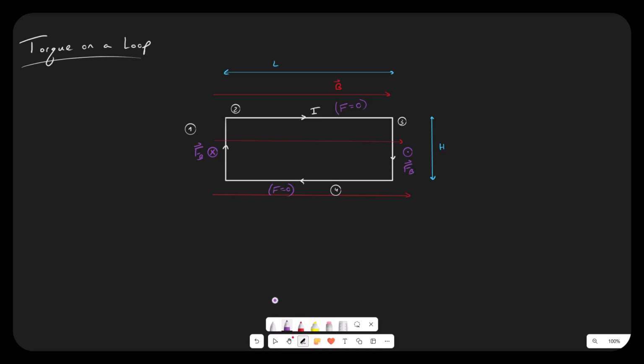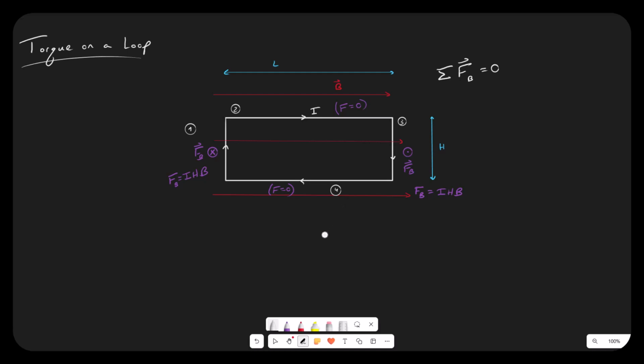I want to look at just what these magnitudes are. This force over here is going to get a strength of I times the length of this segment, which is H, times B. Same story over here. I'm going to get a force that is I times H times B. This force points into the screen, this force comes out of the screen, so those are opposite directions. In total, the total force on this loop is 0.